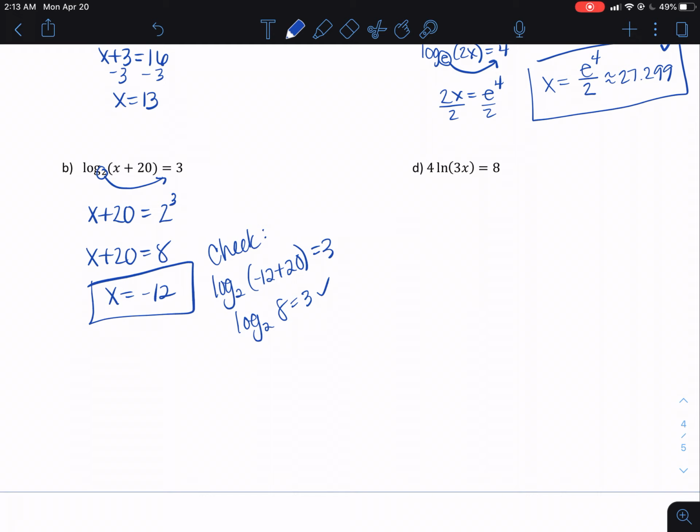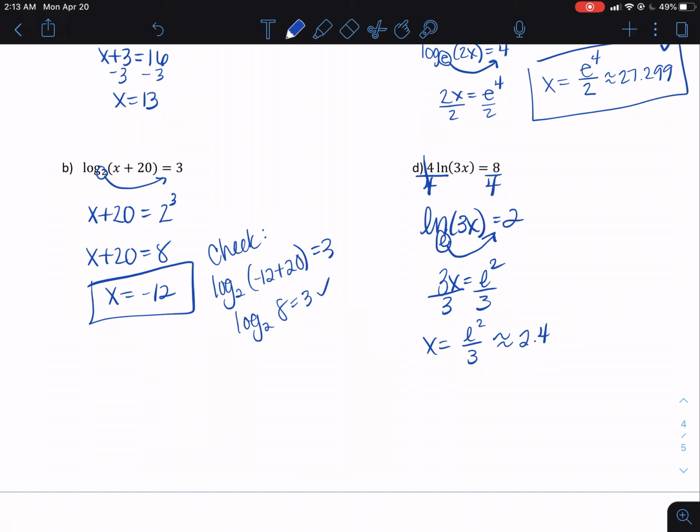All right, D, 4 times the natural log of 3x equals 8. So divide both sides by 4. So the natural log of 3x equals 2. We can rewrite the natural log, or just know that there's a base e here that we want to swoop over. So 3x equals e squared, and divide by 3. So x equals e squared over 3, which is approximately 2.463. And again, we're multiplying. 3 times 2.463 is definitely positive, so we're good to go.